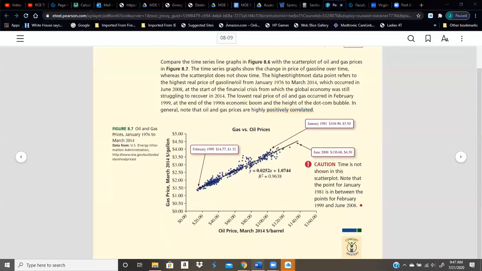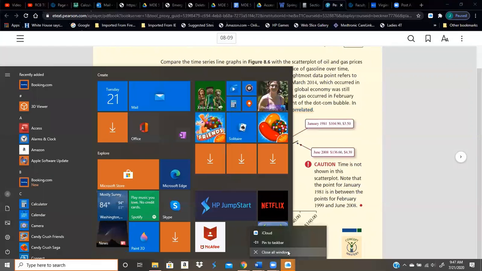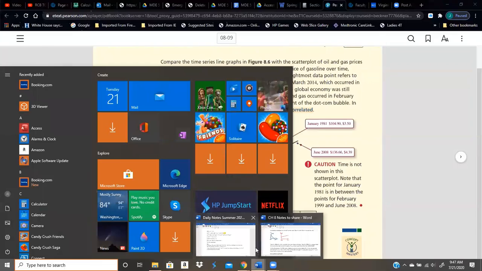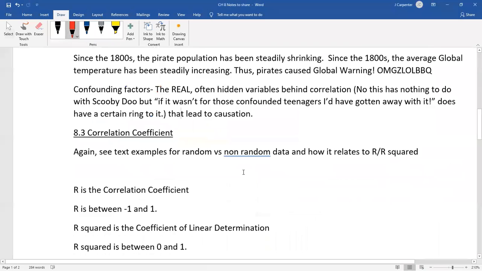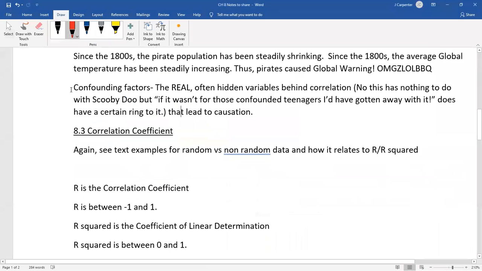All right. So that is 8.1. So confounding factors, these are the often hidden variables behind correlation. The confounding factor for oil versus gas is the fact that gasoline is derived from oil. So again, the graphs show correlation, but if you want to show causation, you have to start doing analysis and talk about the confounding factors, which again are the fact that gasoline is refined from oil.